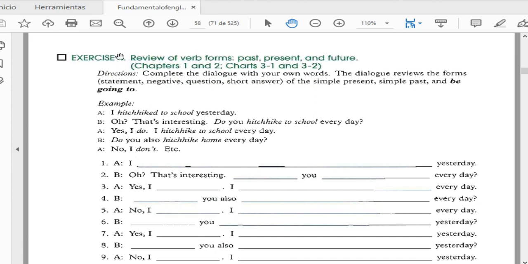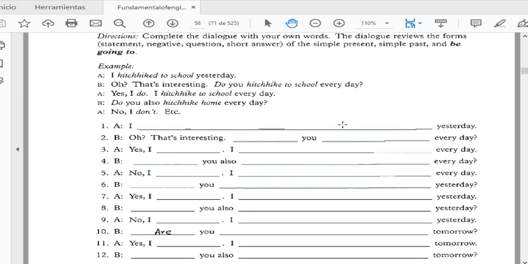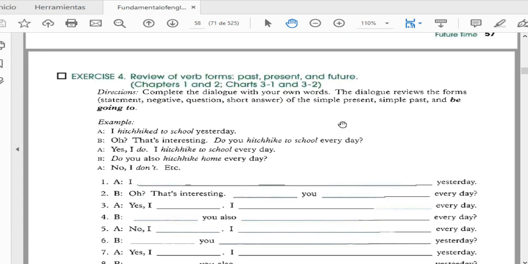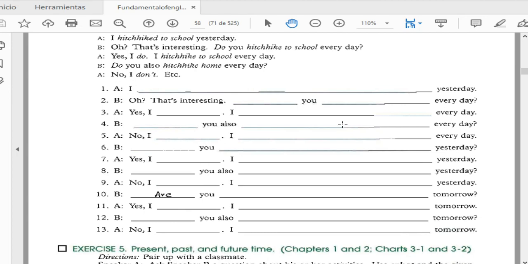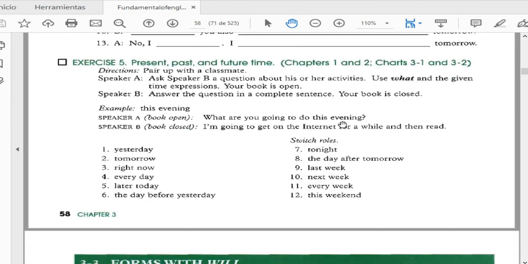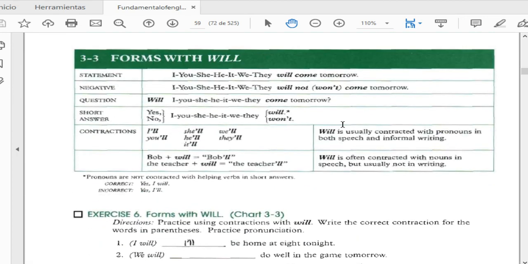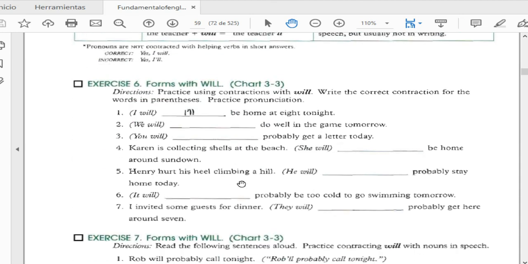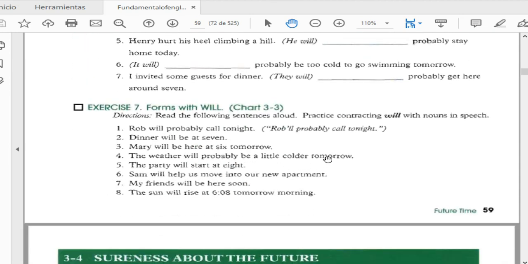Okay, exercise 4 is a review of verb forms about past, present, and future. So exercise 4 is not necessary. Yes, you can do it if you want, but the emphasis is going to be put on exercise 6, exercise 7, where you are going to practice what I explained. Exercise 6 and 7. Remember, this is for you. This is not for grading.